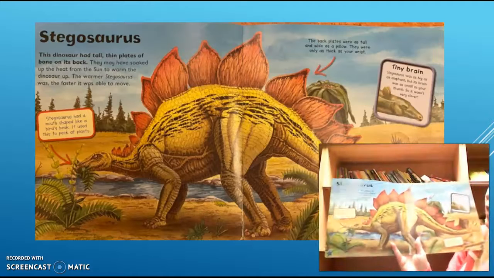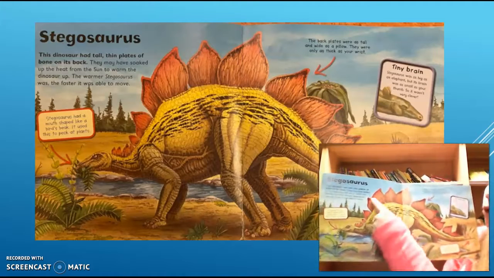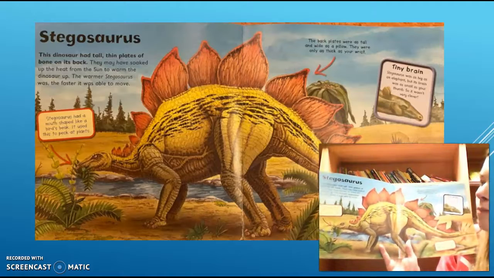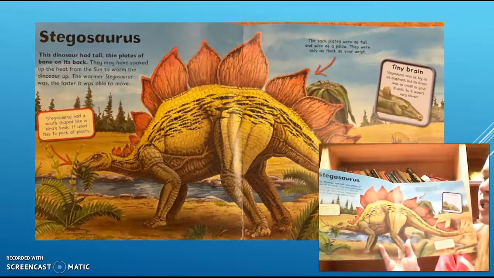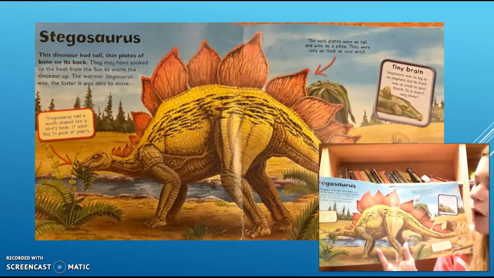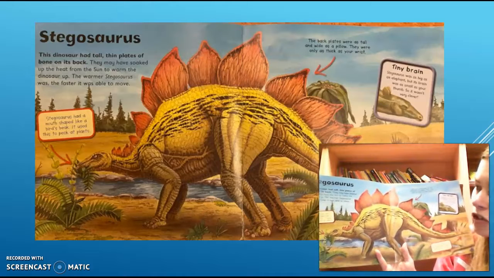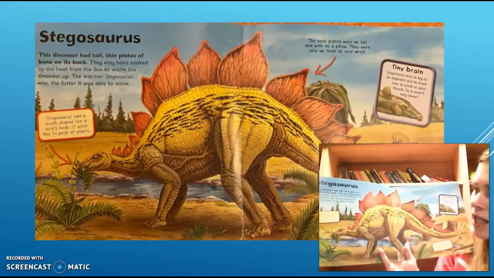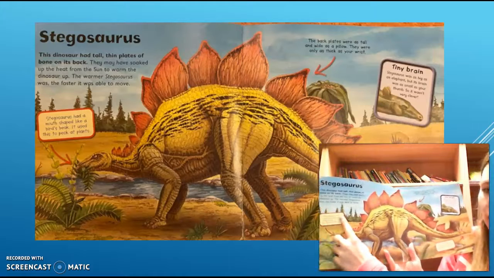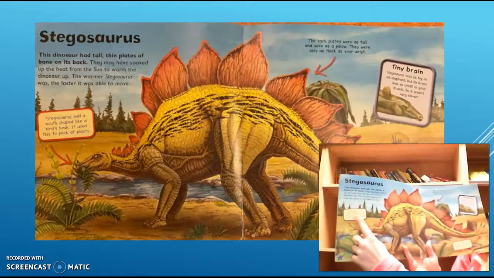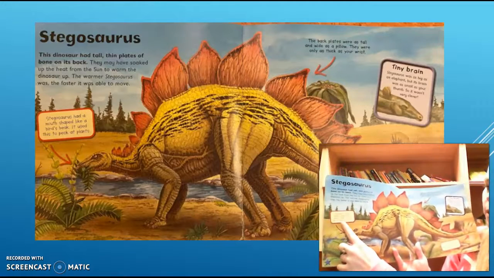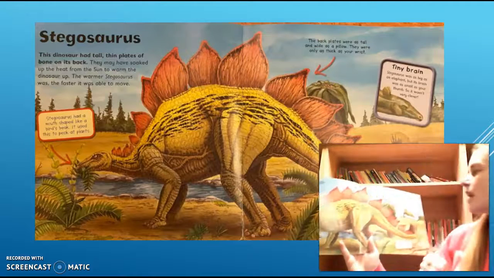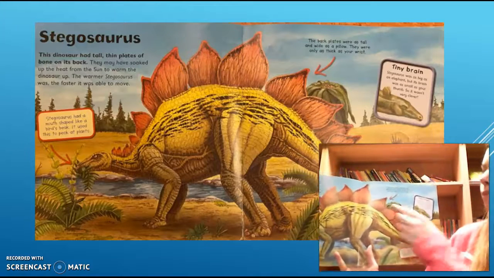It says, this dinosaur had tall, thin plates of bone on its back. They may have soaked up the heat from the sun to warm the dinosaur up. The warmer Stegosaurus was, the faster it was able to move. Stegosaurus had a mouth shaped like a bird's beak. It used this to peck at plants. So this is another plant-eating dinosaur section, a herbivore.